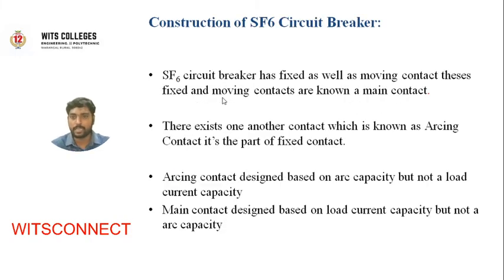Coming to construction, we already discussed. Any circuit breaker consists of two contacts. One is the fixed contact, another one is the moving contact. These fixed and moving contacts are known as main contacts. On the other hand, one more contact is there. That contact is called the arcing contact. It is part of the fixed contact.